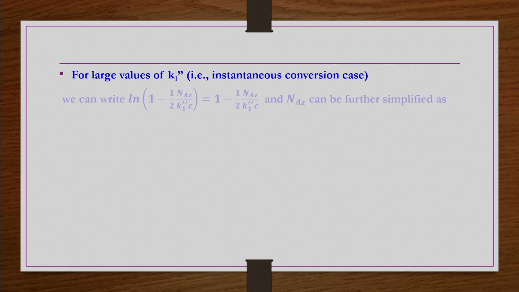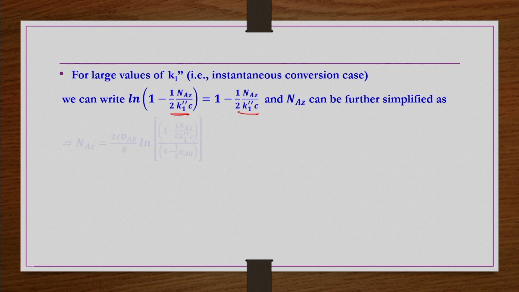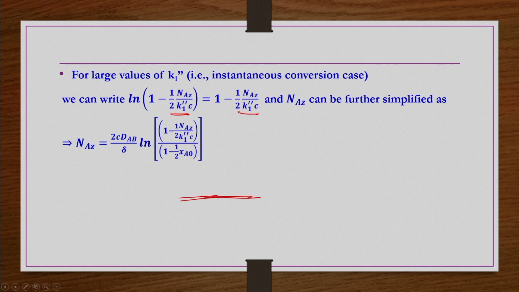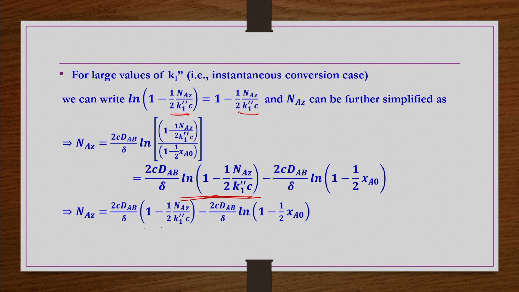So, for large values of k1 double prime, the instantaneous conversion case, whatever ln of 1 minus 1 by 2 NaZ k1 double prime c, if k1 double prime is very large, then this term would be very small. So, ln of 1 minus this term, we can write as 1 minus of that term, right. So, NaZ we can further simplify like this, then we have this particular term. So, in this particular term after expanding, in place of ln of this term I can directly write 1 minus of that particular term.